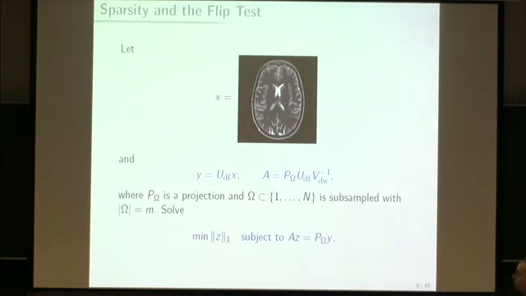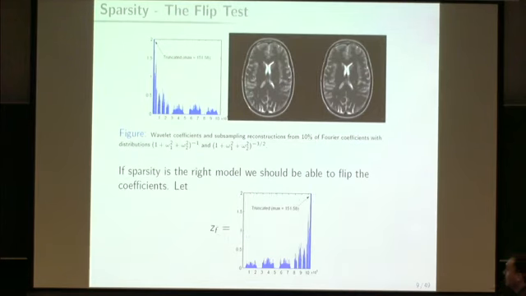So what we do is the following. Here I have 2 reconstructions. They are using 10% of the Fourier information. So I'm doing 10% subsampling.